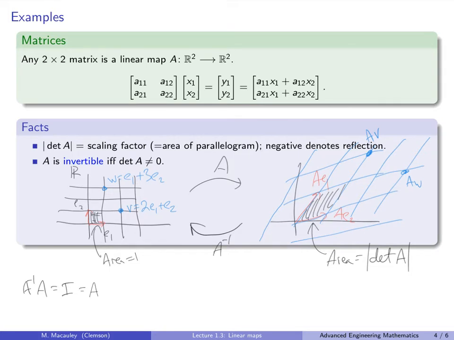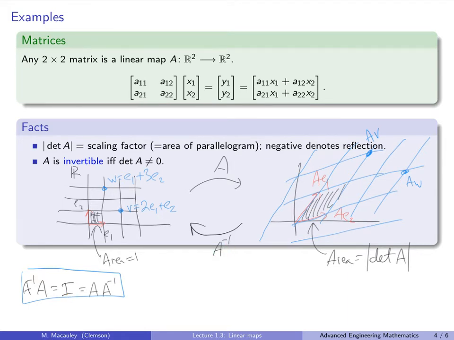So this is what it means for A to be invertible, that there's some matrix A inverse, so that you multiply A inverse by A on either side, you get the identity. And the identity is just the do-nothing map. So it means if you start here and you do A and A inverse, you get back to where you started. Now, when is this possible? When is there such a map?